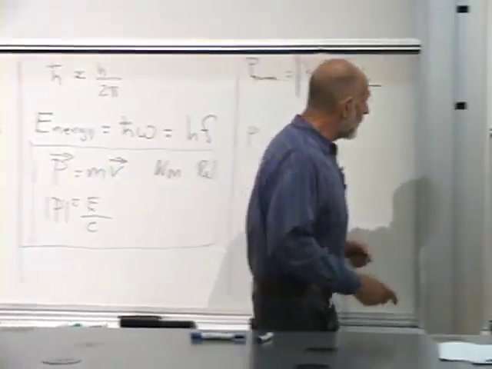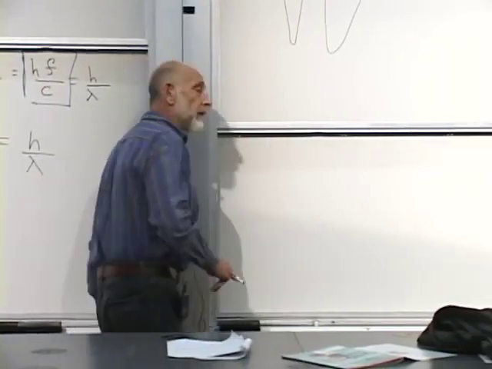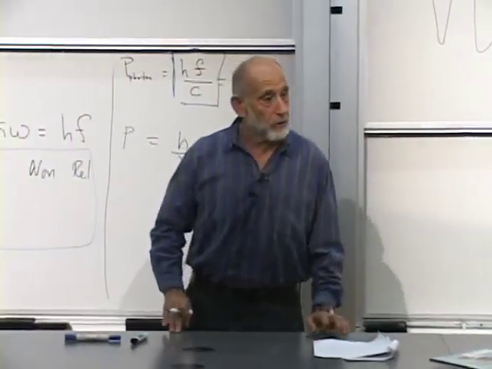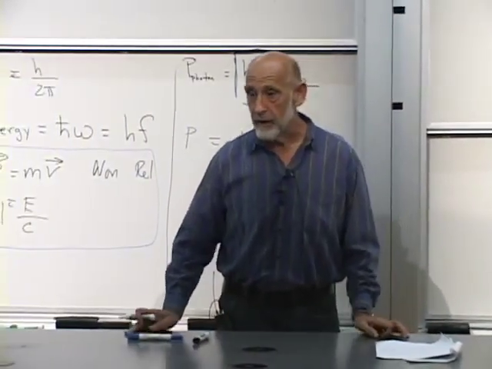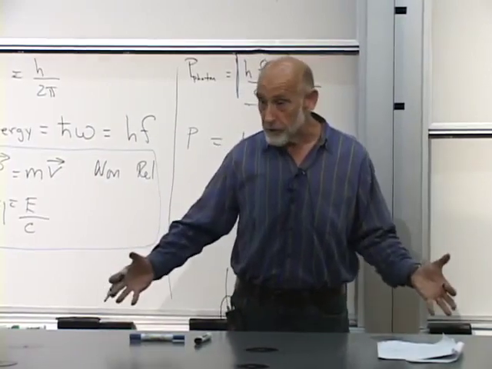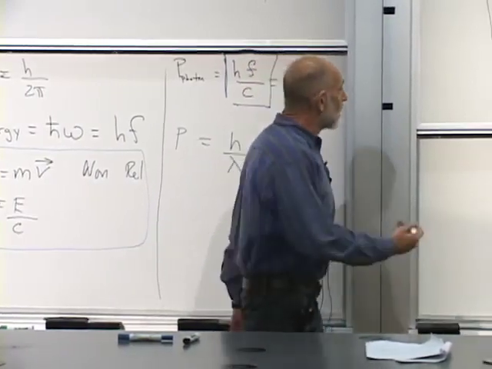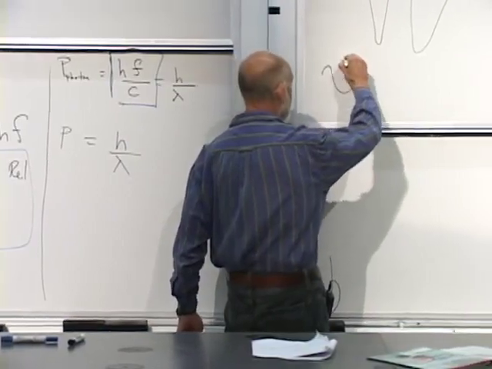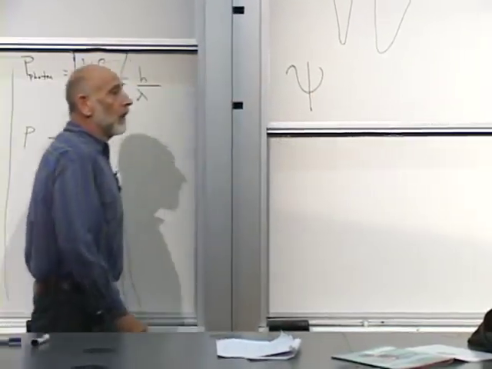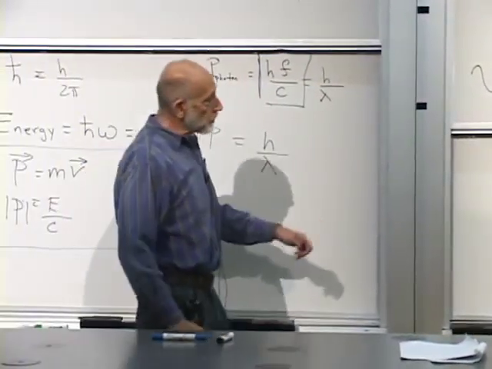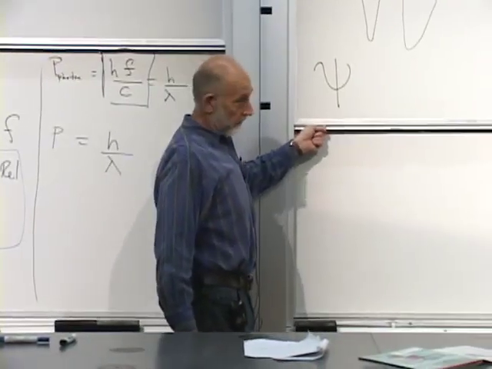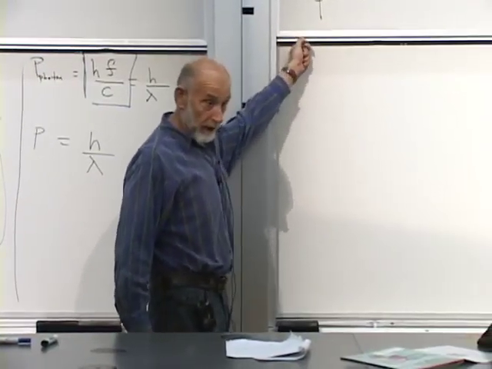For an electron, I did tell you last time that electrons are also described by waves, did I not? I told you that you can do interference experiments with electrons. So there is an electron wave, let's call it psi. And the question now is, what is the relationship between frequency and wavelength? Can we figure it out?